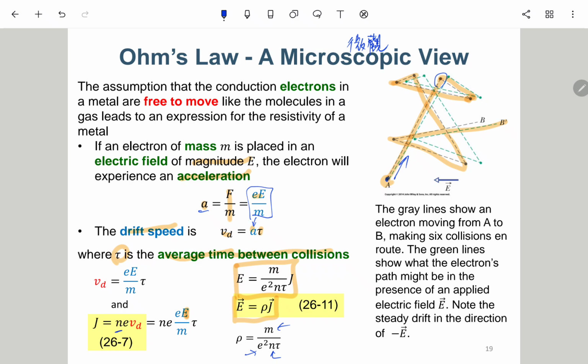N is the charge density, so it will be a fixed value for a specific material. And then tau, we also assume that this is fixed for a certain material.